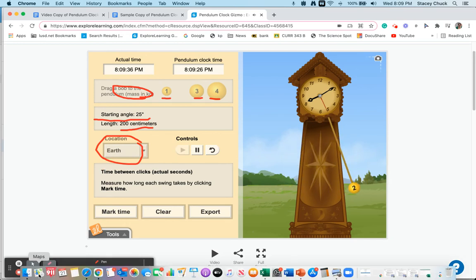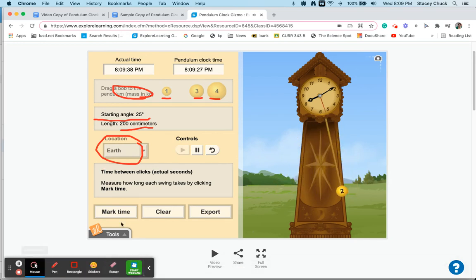And we're going to record the time between swings. To do that, I'm going to start clicking mark time every time the pendulum swings to the left. So left, mark, left, mark, left, mark. Every time it swings left, I'm going to hit the mark to record that interval.